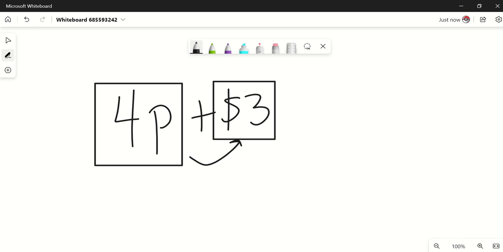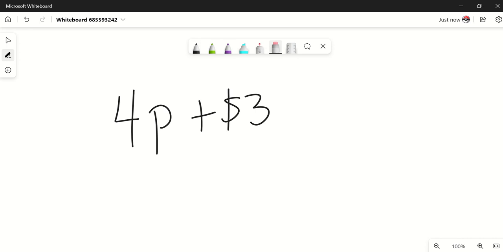And that is my algebraic expression. Again, you don't have to use P if you don't want. You could have used X. You could have used F for food. You could have used any letter you want. But in this case, we're going to use P for pretzel. So 4 times the total price of a pretzel plus $3.